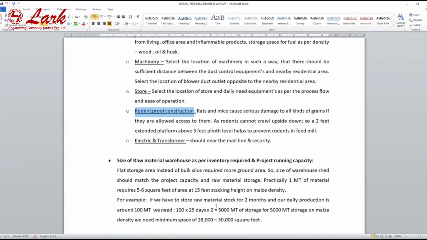Hello. Yes sir. Paji, can you again explain that height for the rodent control? Okay, 1 second sir. I will open one layout. In the layout I will explain, sir.